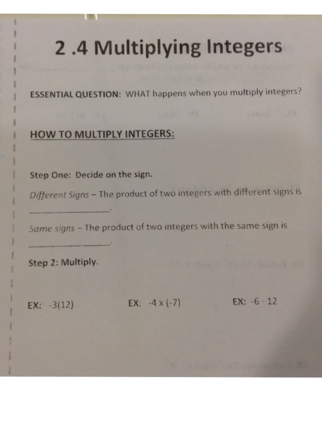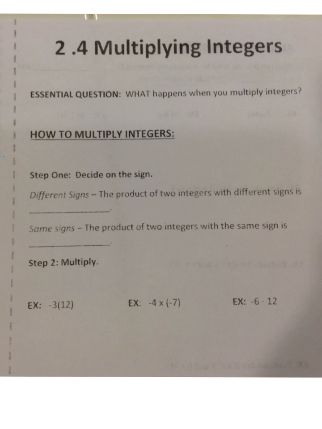Essential question: what happens when you multiply integers? When we're multiplying integers, it's different from adding and subtracting. We don't need to worry about absolute value. We don't need to worry about the additive inverse. The rules are pretty simple. Step one, we're going to decide on the sign.